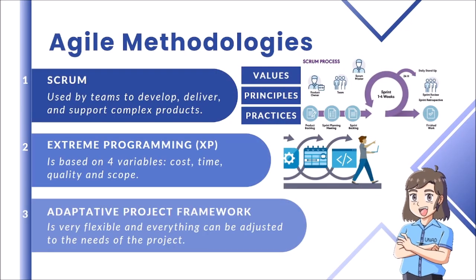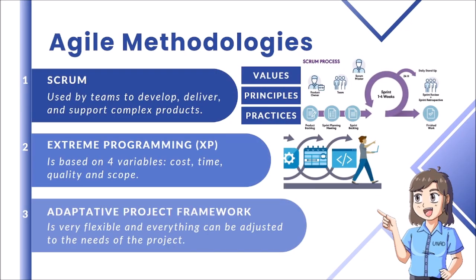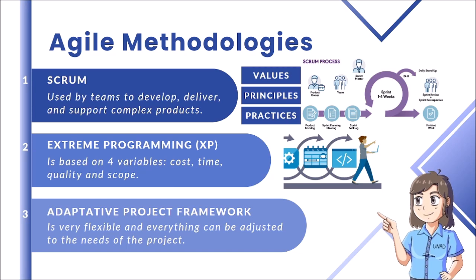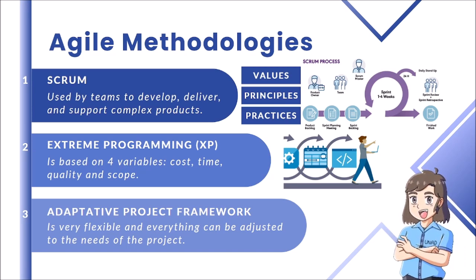Other agile methodologies that work in the business productive field are Scrum. It's a framework that teams use to develop, deliver, and sustain complex products. It's focused on advancing through a series of sprints lasting 2 to 4 weeks.